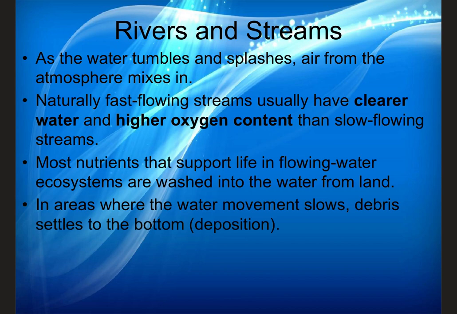All right, still looking at rivers and streams. As the water tumbles and splashes, air from the atmosphere mixes in. So naturally fast-flowing streams usually have clearer water and higher oxygen content than slower flowing streams. That just goes back to the top statement, where the water tumbles and splashes and the air mixes in. So this is how it has a higher air content.